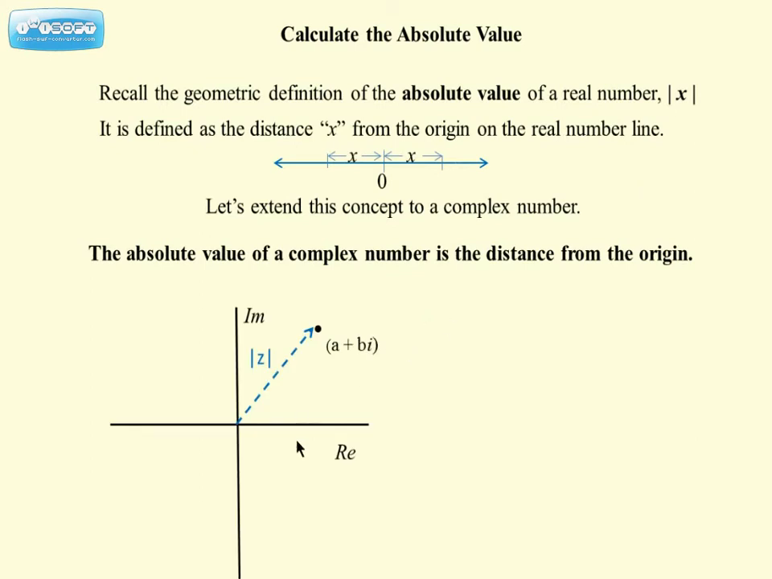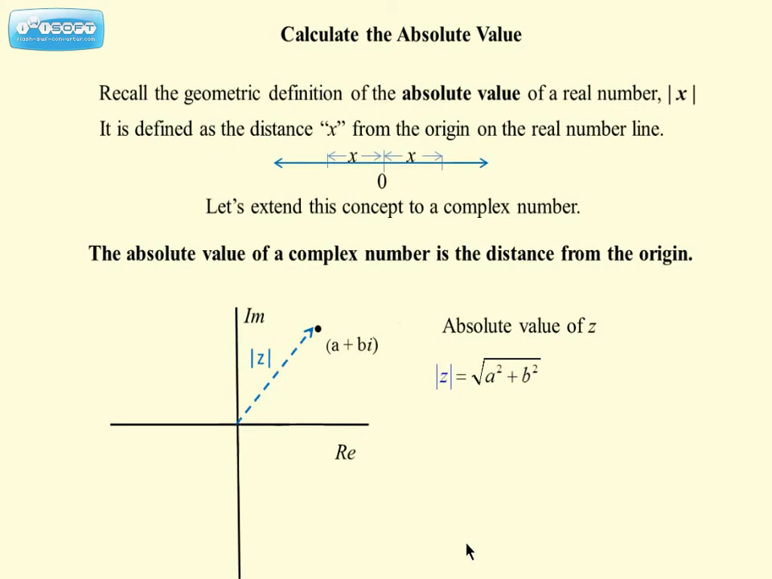However, looking at the way we graph complex numbers, they're graphed in a two-dimensional space, where the real numbers are graphed in a one-dimensional space. And here the real component is on the horizontal axis. The imaginary component is on the vertical axis. If we find the length from the origin to our complex number, a plus bi, we would need this dashed blue distance, which we'll call the absolute value of the complex number.